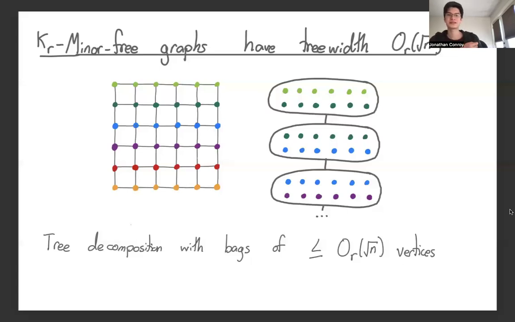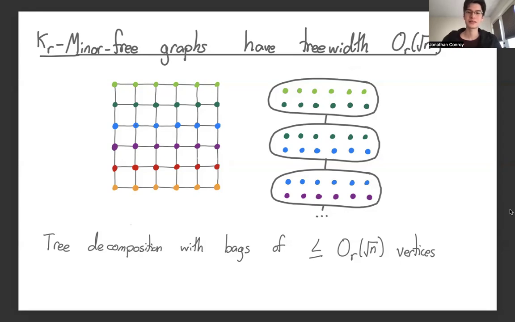COP decomposition is basically some relaxation of tree decomposition, or a variant of tree decomposition, I should say. So minor free graphs have tree width square root of n. It means that there's a tree decomposition such that every bag in the tree decomposition has at most square root of n vertices. And this is tight. If you consider a square root of n by square root of n grid, you can't get a tree decomposition with smaller than square root of n size bags if you measure by the number of vertices.